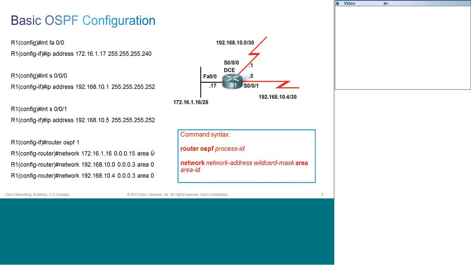This is a basic single area OSPF configuration. Interfaces are configured. So you see those configured right here. And then networks are advertised. So the networks are advertised down here. The wildcard mask, this part of the command here, is used to identify which bits in the network addresses are significant.